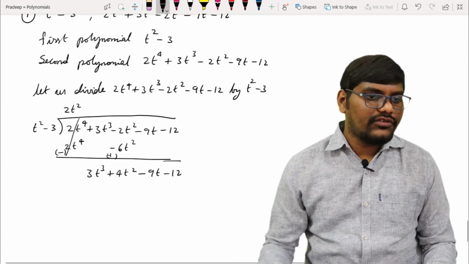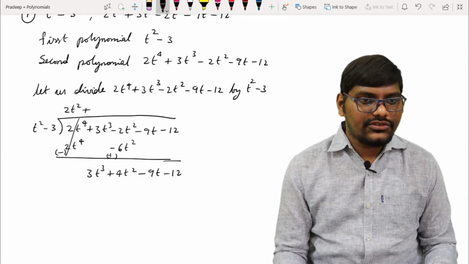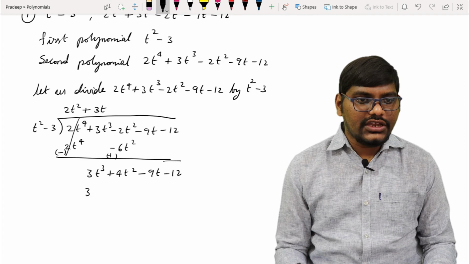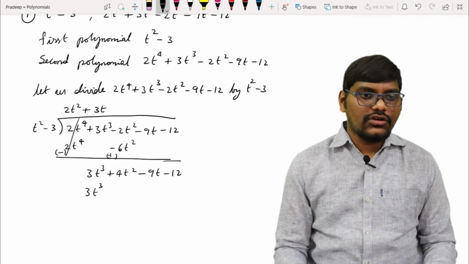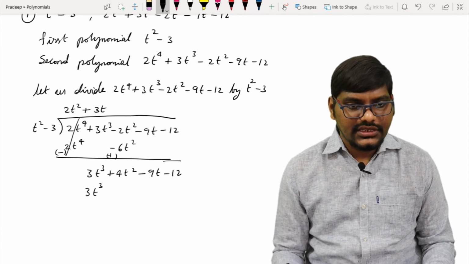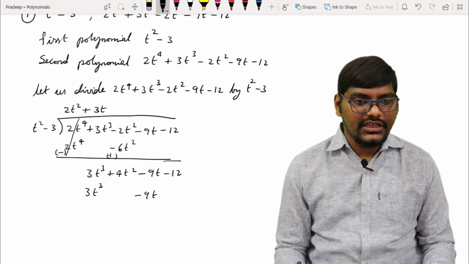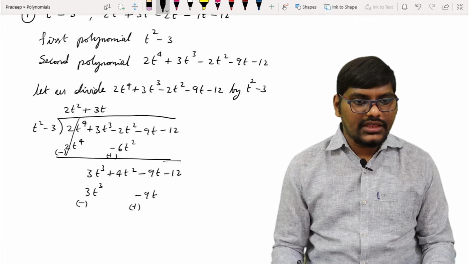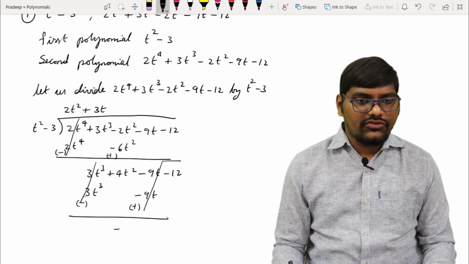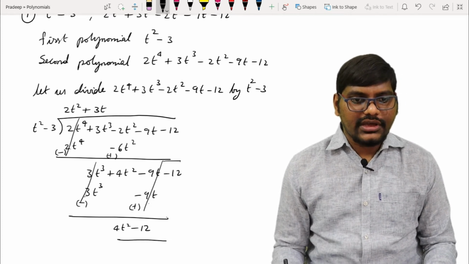Okay, so now we'll further solve this, because the next term is t cube, so we can write here plus 3t. So t square into 3t is how much? That is 3t cube. Okay, so this 3 also will apply here. 3 into 3, that is minus 9t. So 3 3s are 9, where t is also there, that is minus 9t. So this is becoming minus and this is becoming plus. We can just cancel both of them, and we remain with 4t square minus 12. Okay, so we got 4t square minus 12 as the value.